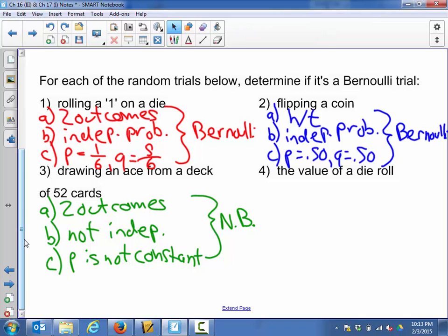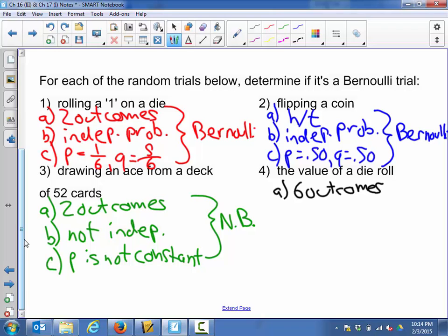Value of a die roll. Well, in our first example, we said rolling a 1 on a die. That's what we cared to follow. Here, the value of a die roll can occur 6 different ways. So for the first of the 3 conditions, there are 6 outcomes. We know automatically that it's not Bernoulli.